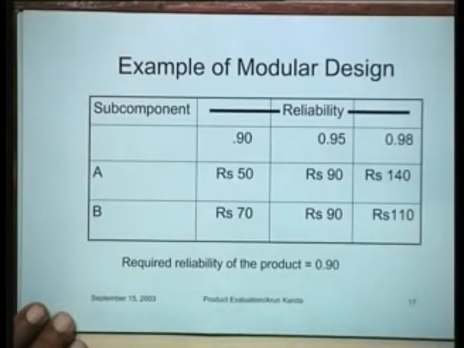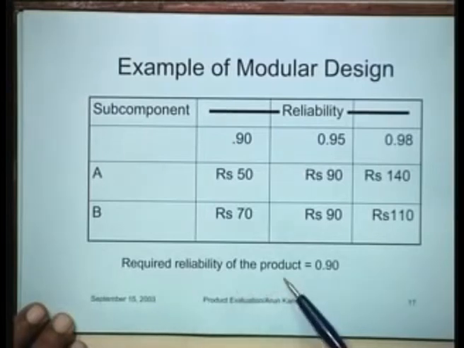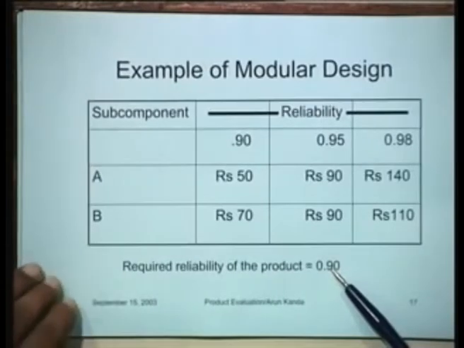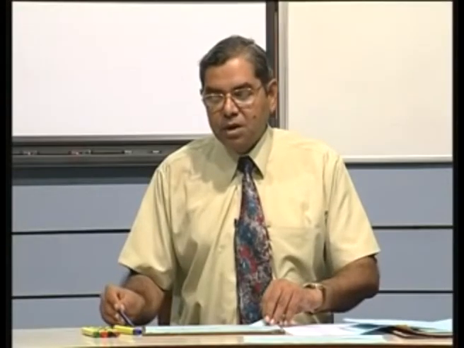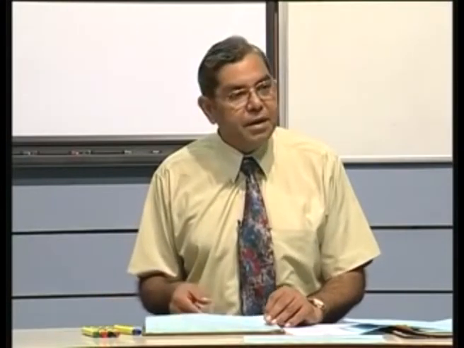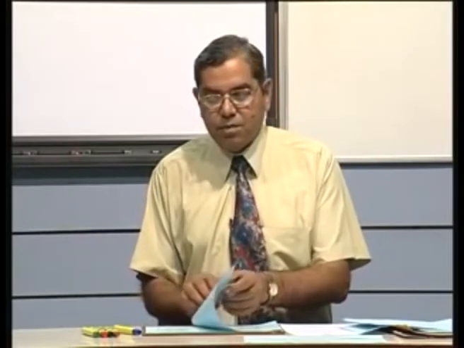Now suppose the required reliability of the product is 90%. This is the requirement of the design, or it could be a requirement of the marketplace, whatever it is. The question is, how would you buy the components from different vendors so that you can attain this reliability at a minimum cost?